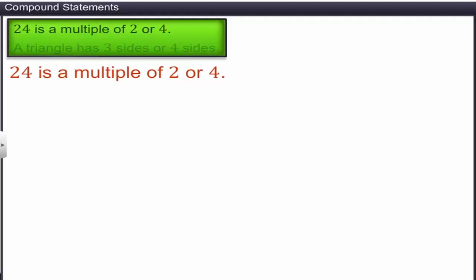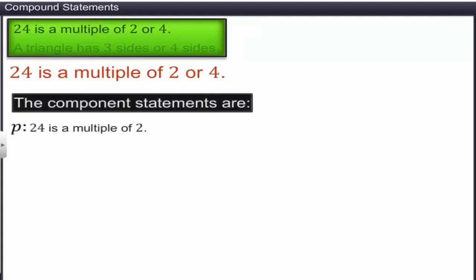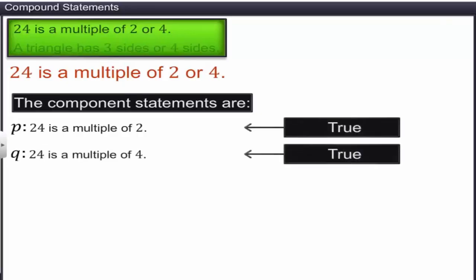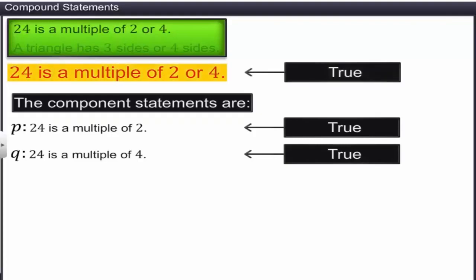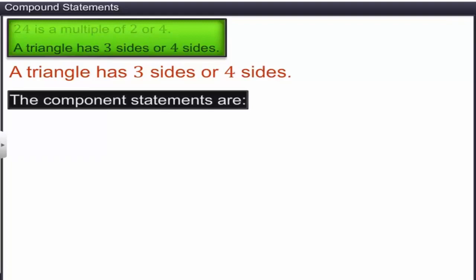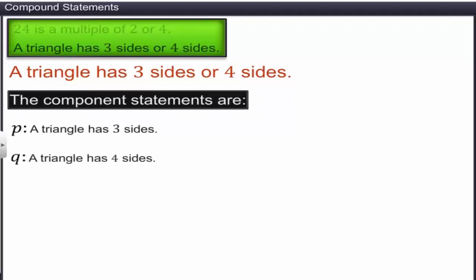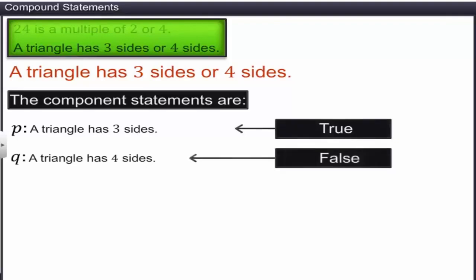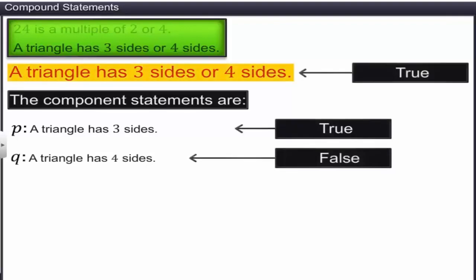First, break the compound statement into its component statements. Here both the component statements are true. Therefore, the compound statement is also true. Next, the component statements of the compound statement, a triangle has 3 sides or 4 sides, are: a triangle has 3 sides. A triangle has 4 sides. Statement P is true, while statement Q is false. Therefore, the compound statement is true.